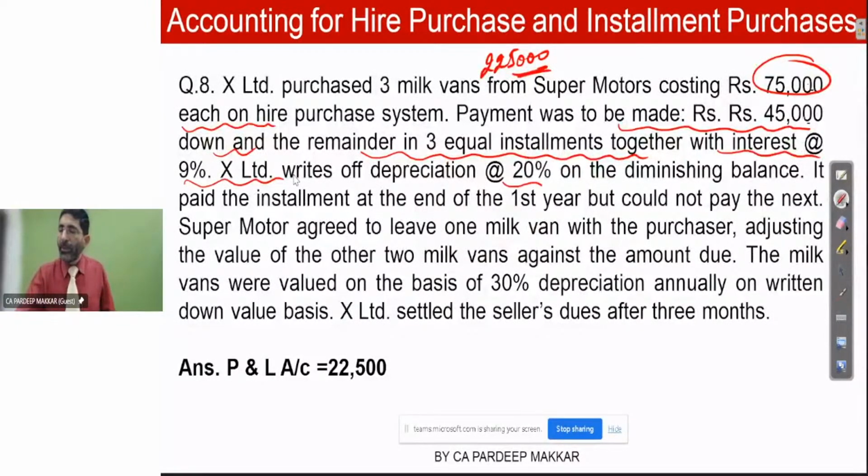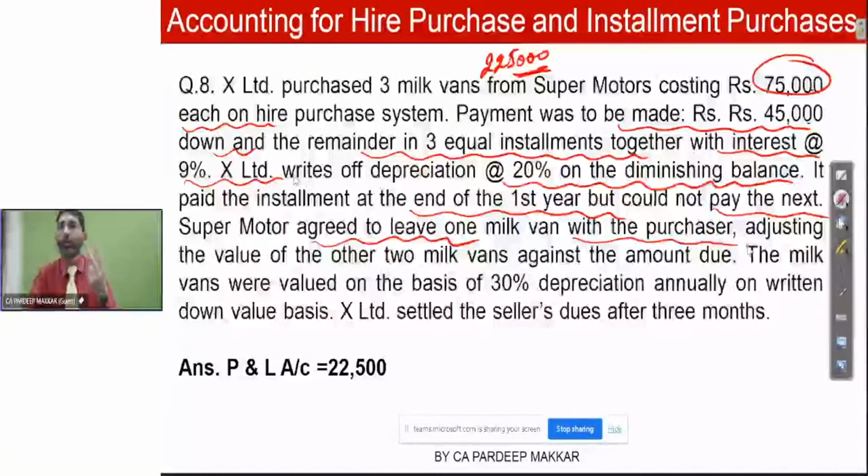Depreciation at the rate of 20% on diminishing balance is to be charged. It paid the installment at the end of the first year, but wouldn't pay the next. So the first installment is given, the second is not paid. Now Super agreed to leave one milk van with the purchaser. That means he is going to take over 2, because there were 3 milk vans in total. One milk van is left with the purchaser, 2 have been taken over.